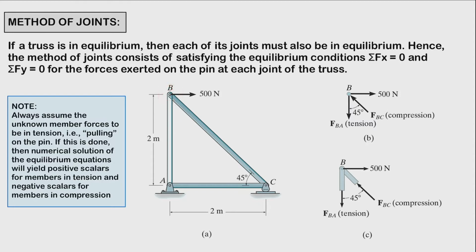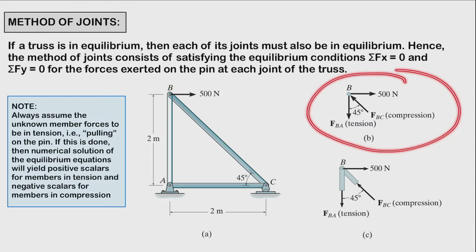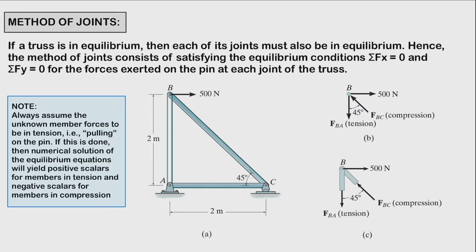So from this free body diagram, we have already isolated our joint B, and the only unknowns are the magnitude of the forces in the members BA and BC as shown here. So we have FBA as the force in member BA and FBC as the force in member BC.